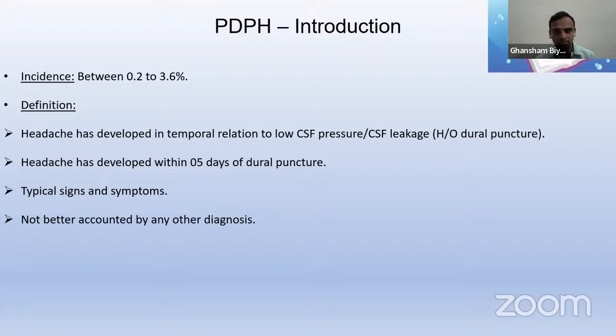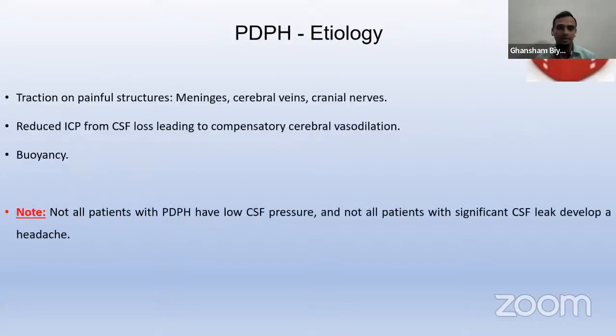Third, typical signs and symptoms, which we will go through in the next slide. What are the typical signs and symptoms? But a very last important statement: it is not better accounted for by any other diagnosis. That means PDPH is a diagnosis of exclusion. You always look at the other important causes. That's what I was saying when we were discussing our first case. You do not jump on to making a diagnosis of PDPH. You look at what are the other possibilities the patient might be having, the causes of the headache, and then you come to a diagnosis of PDPH.